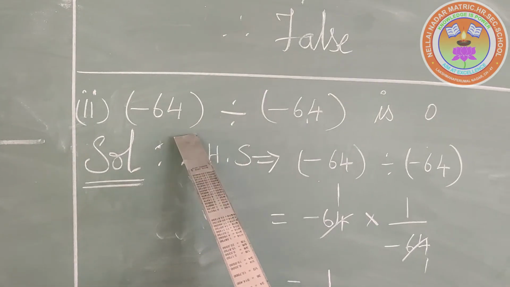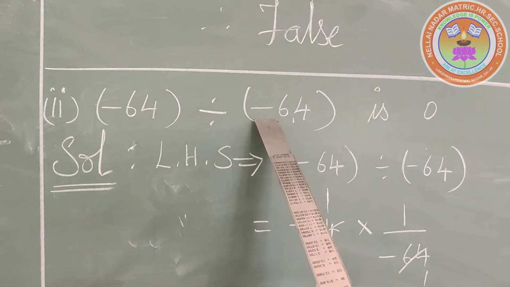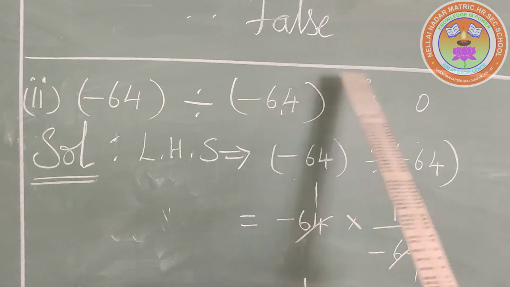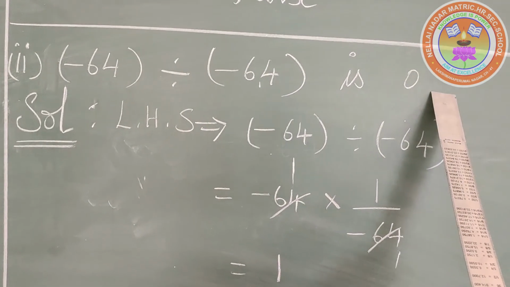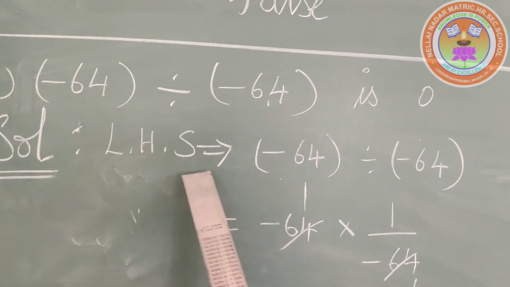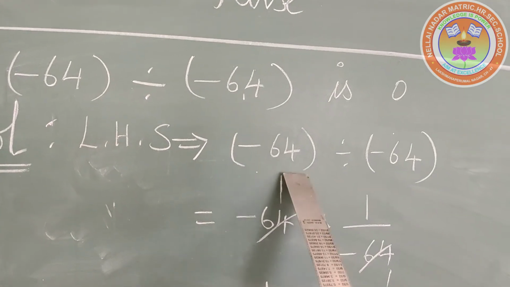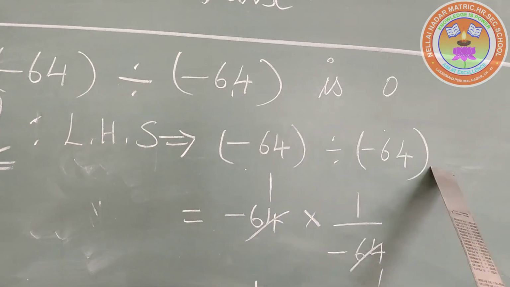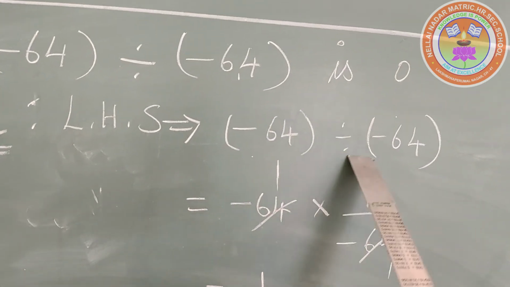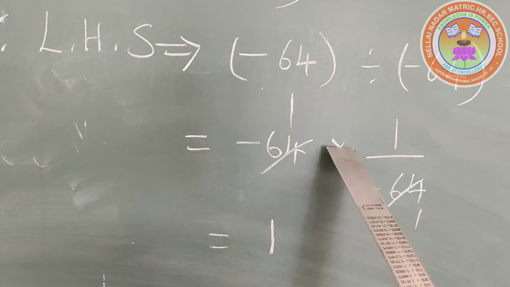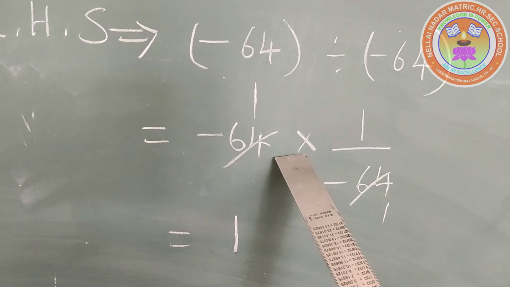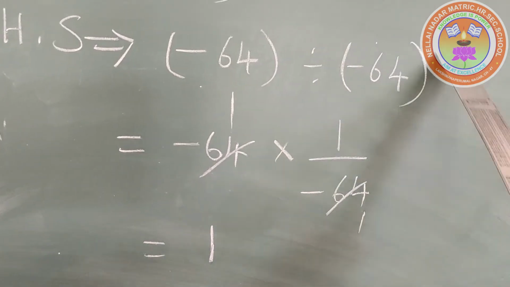Now second one, minus 64 divided by minus 64 is 0. So when I divide this, I have to get 0. Otherwise it is false. Okay. So let us take the left hand side first. Left hand side is equal to minus 64 divided by minus 64. Okay. So this I will write as it is, minus 64. Now change this divide into multiplication. So that becomes multiply, and this reciprocal is what?